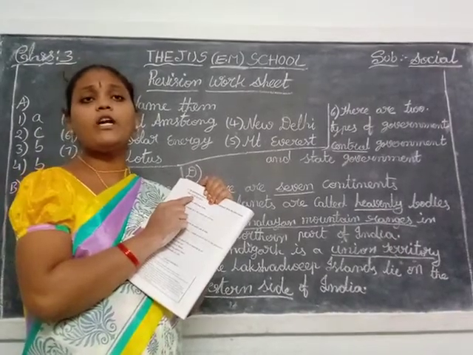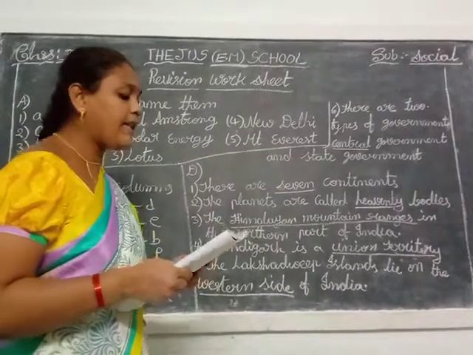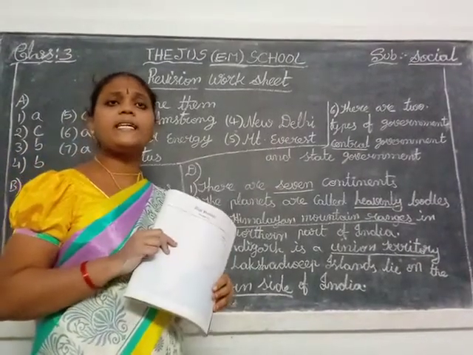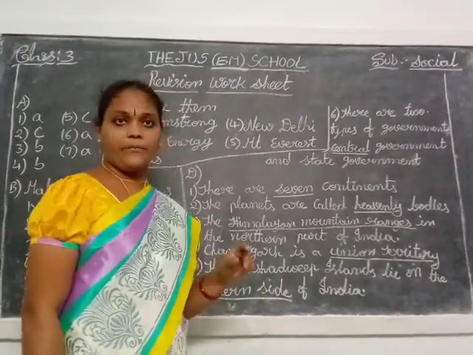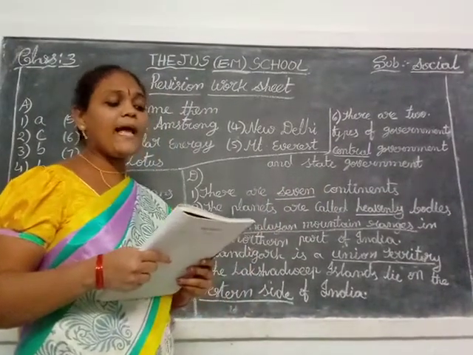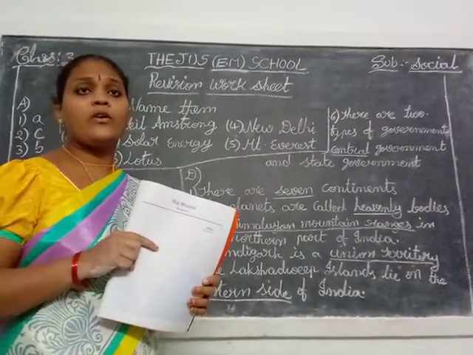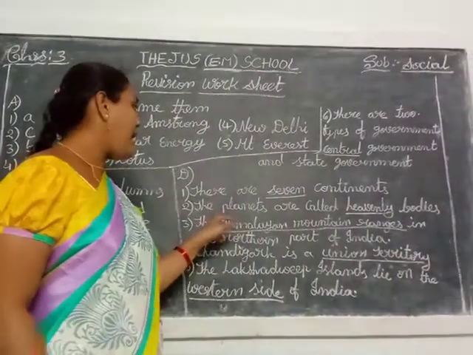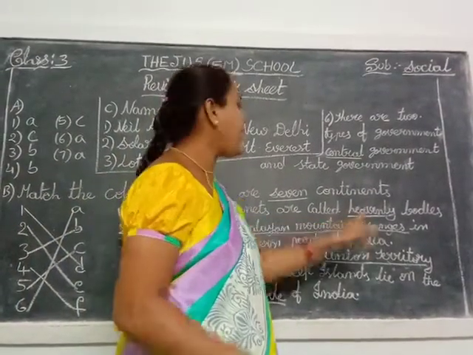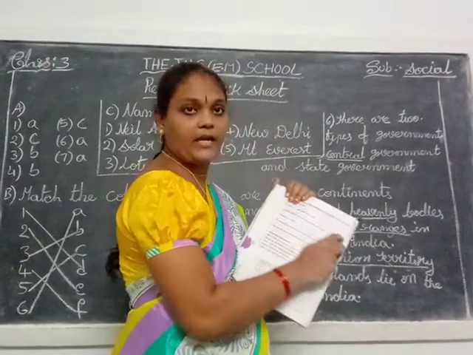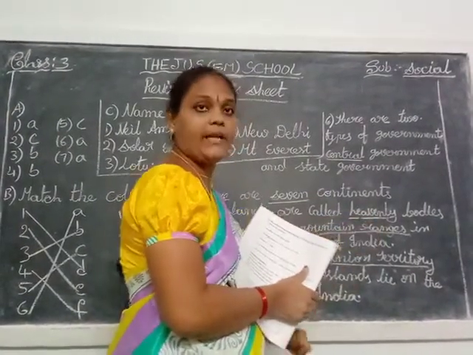That is the incorrect word of that sentence. Okay? See, there are 5 continents. That is correct sentence, children? No. There are 7 continents. You write that in the blank. Second one, the planets are called heavy bodies. Heavy bodies is correct, children? The planets are called heavenly bodies. This one is correct. So you write that sentence in this blank. So here heavy is underlined. That is wrong. In that place you write heavenly.